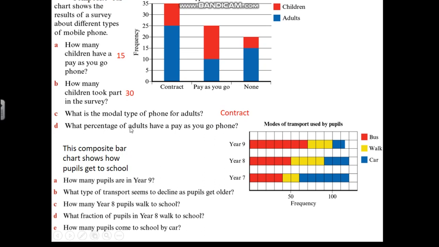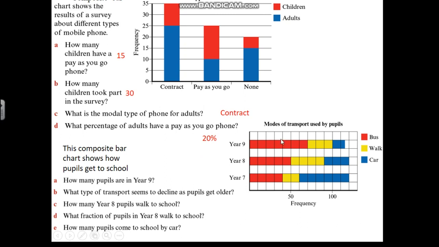So what percentage of adults have a pay-as-you-go phone? Okay, so remember, adults are blue, so we've got 25 here, plus 10 is 35, plus 15 is 50, so it's 10 out of 50, and 10 out of 50 is the same as 20 out of 100, so that's 20%.